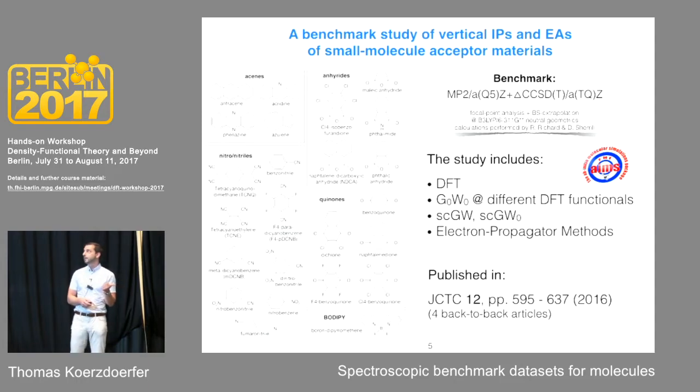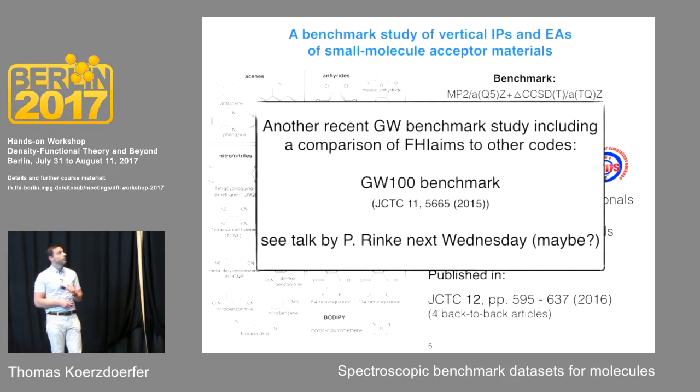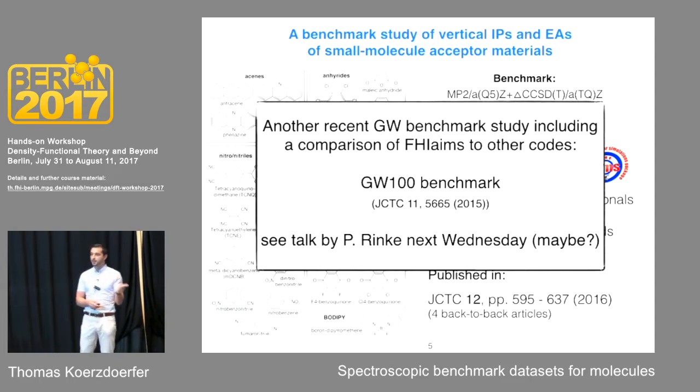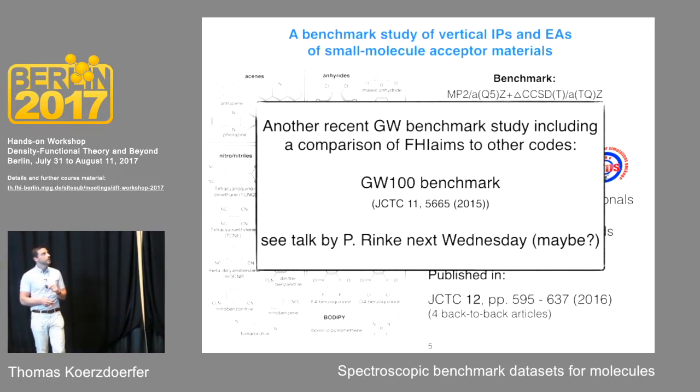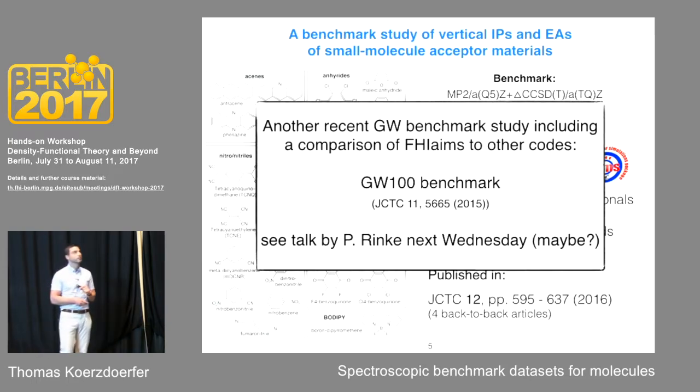And what is a good benchmark? It's basis set extrapolated coupled cluster calculations. We heard about coupled cluster this morning. I just want to say 2 things. The first thing is there's another rather recent benchmark that focuses on GW calculations. It's the GW100 benchmark. So this is only GW, but it's a very detailed calculation for more molecules. And they also compare FHIMs to many other GW codes, which you might find interesting if you are interested in doing GW calculations in different codes. So this is in this paper. You might want to read it, or maybe Patrick, when he gives his talk next week, will talk about this as well.